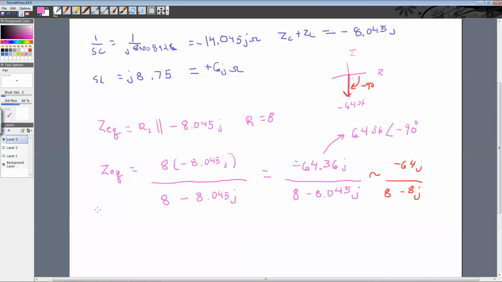So really, Z equivalent equals 64.36 at minus 90, right? Where did that minus sign go, right? Well, the J is on the imaginary axis and the minus sign brings it here. So it's in the minus 90, right?